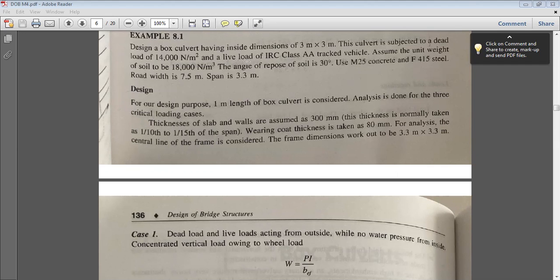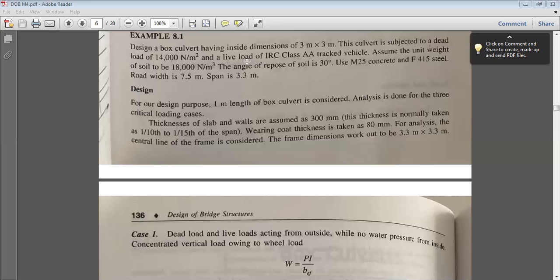Assume the unit weight of soil, that is density of soil, here is given as 18,000 Newton per meter cube. The angle of repose of soil is 30 degrees. It is given to calculate the coefficient of active pressure or passive pressure due to soil on the side walls of the box culvert. So use M25 concrete and Fe415 steel.